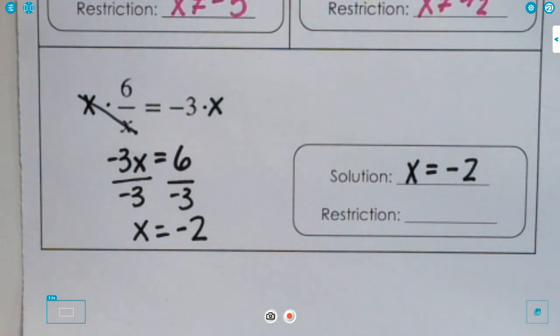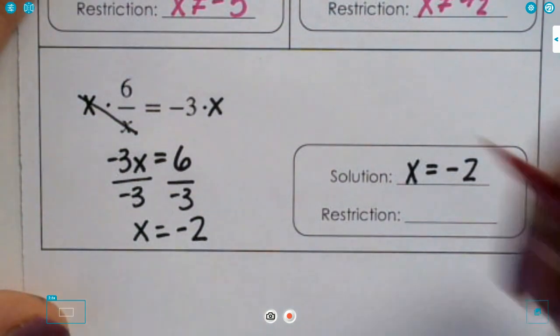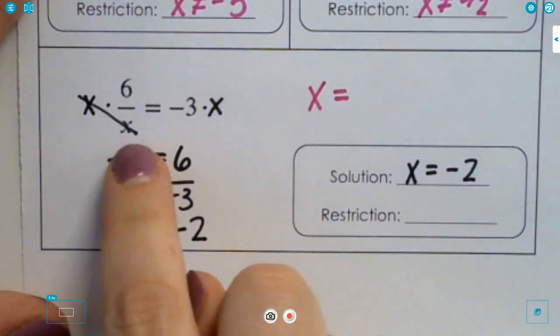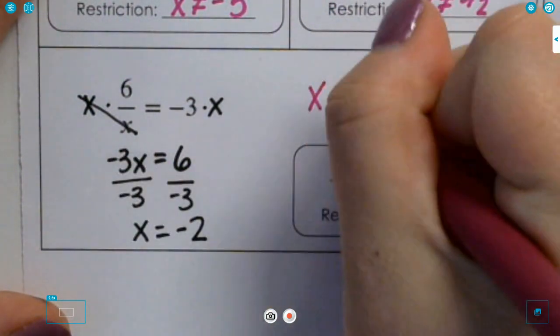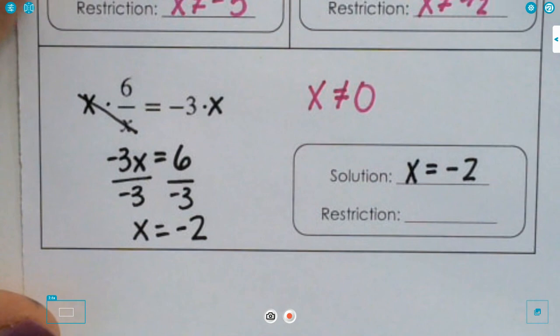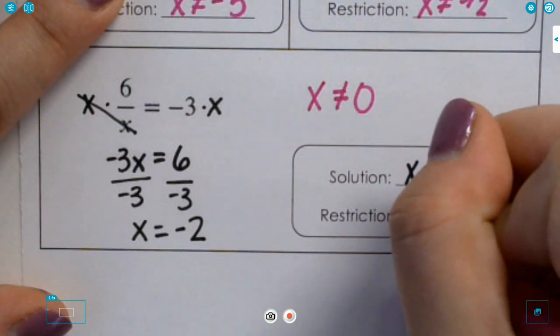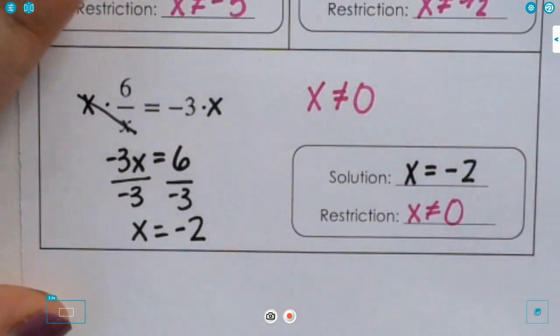Okay. Any questions about solving for x on one like that? Okay, so to solve for our restriction, we're going to take that x that's in the bottom of our fraction, because that's all that's in the bottom, and set it not equal to 0. Well, since x is already by itself, we don't need to do anything to solve. So our restriction on this one is just x cannot equal 0.